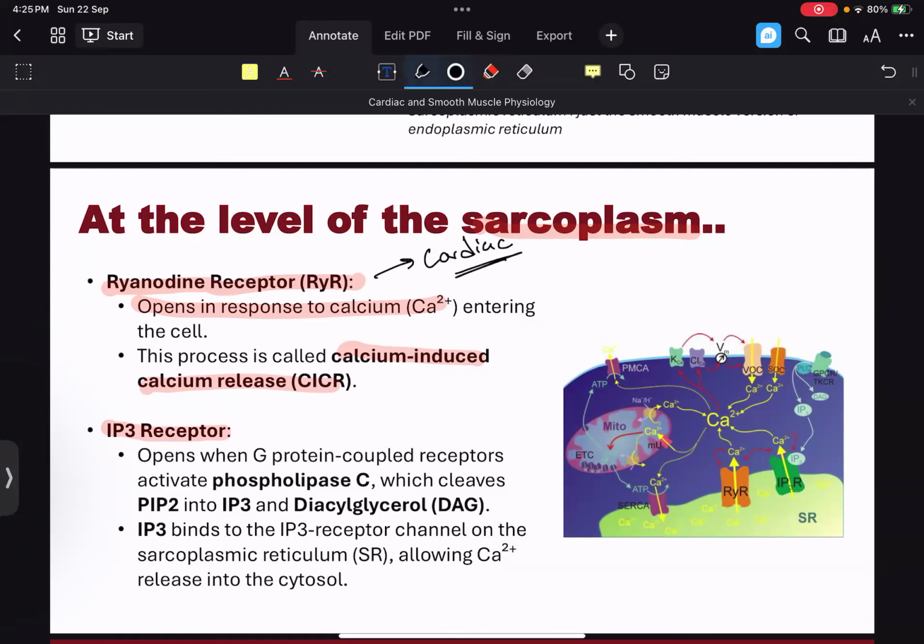Now, the IP3 receptor, I think it should have been discussed in a different lecture called the cellular communication lecture. So you guys are supposed to be familiar with the whole G protein, phospholipase, PIP2. Can someone confirm whether you took this in another lecture or not?